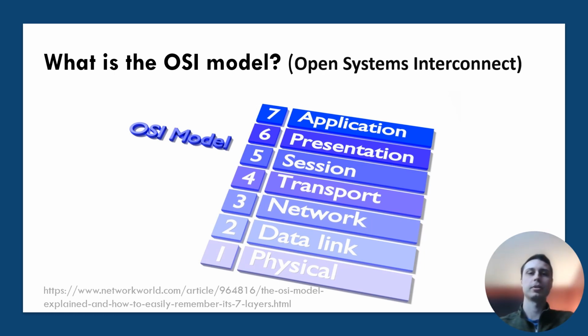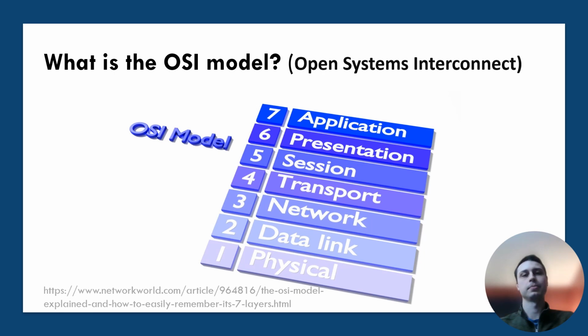This layer is responsible for packet forwarding, including routing through different routers. Then there's the transport layer. The transport layer deals with coordination of the data transfer between the end systems and the host over the network.